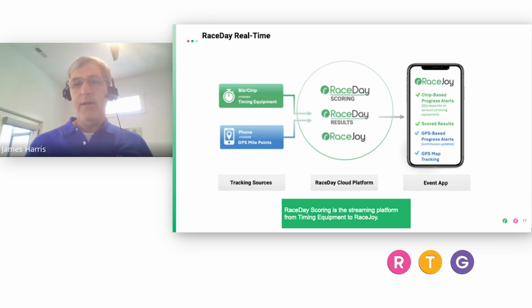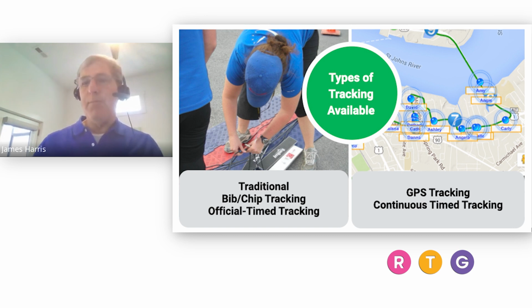One example of that is RaceJoy, obviously, and we did an integration last year. This makes it really easy for timers to stream their data into the cloud. Now that data can be available in an event app like RaceJoy, where we can have chip-based progress alerts and other things happen. We've been rolling this out. We provide both types of tracking now in RaceJoy: the type based just on people with their bib tag, and then those people who choose to opt in and have their phone with them, and the phone becomes another source of data for more continuous live position tracking.